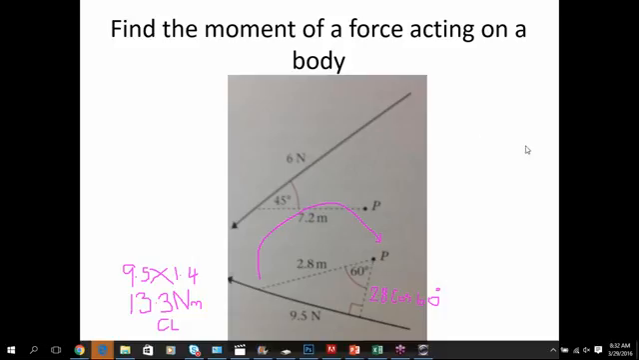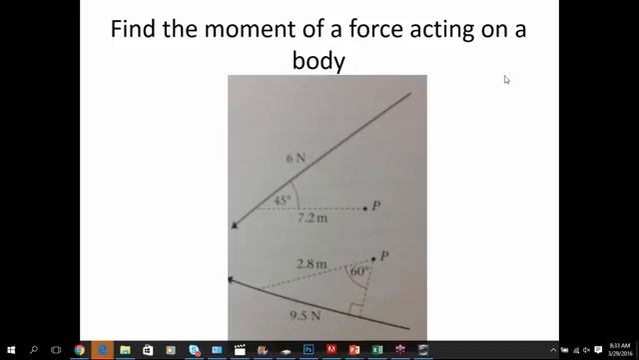All right, so that's the end of the first module for today's session, the moment of a force acting on a body. What we're going to do, the next topic is we're going to look at finding the sum of moments of a force. Okay, the next section is finding the sum of these moments.